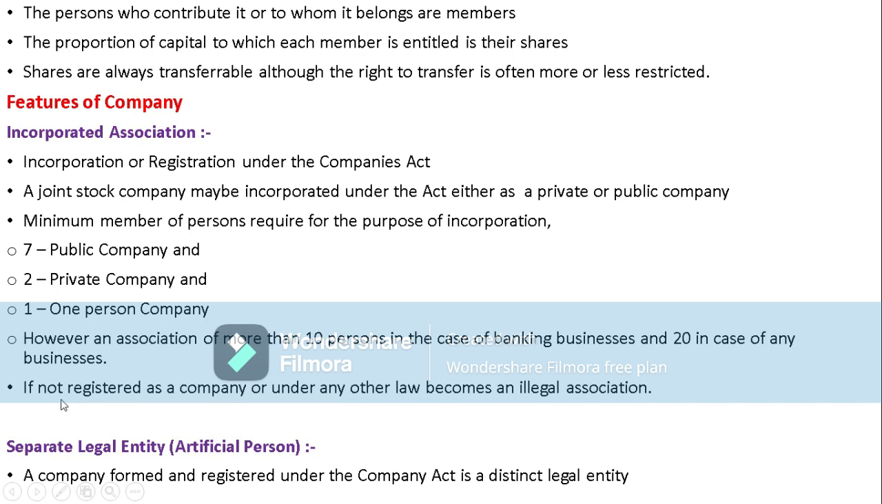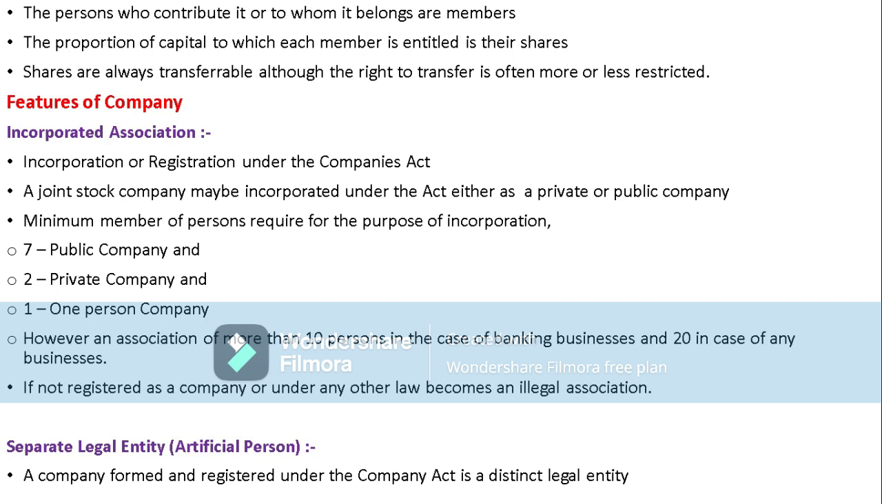Now coming to another aspect: if we have not registered our company, then it may be considered an illegal association. So it cannot be treated as a legal company. Therefore every member who wants to have a company has to undergo the registration process, and also has to state whether it is a public limited company, private limited company, or OPC company. So the first feature of a company is incorporated association.